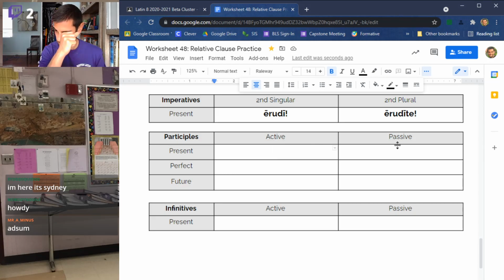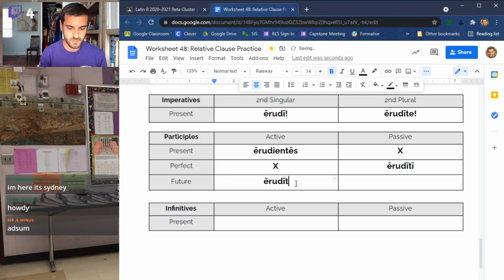All right, a couple participles here, masculine plural. So erudientes for masculine plural. This guy doesn't exist. This guy doesn't exist. Eruditi, perfect passive. Erudituri. And erudiendi. So teaching, taught, about to teach, must be taught. And then finally our infinitives, erudire for the active, to teach, erudiri, to be taught.